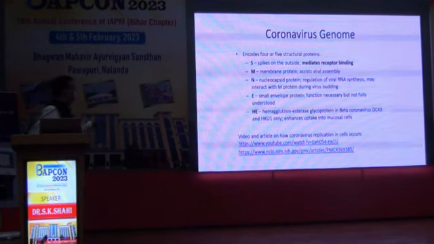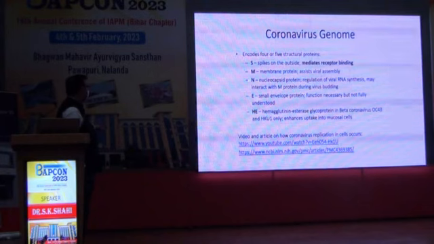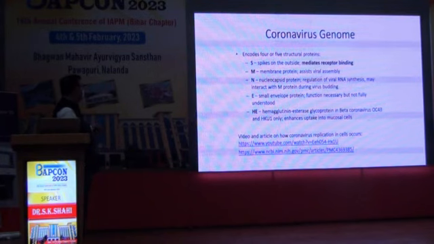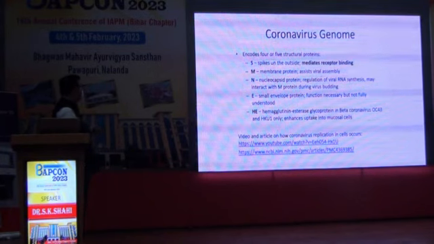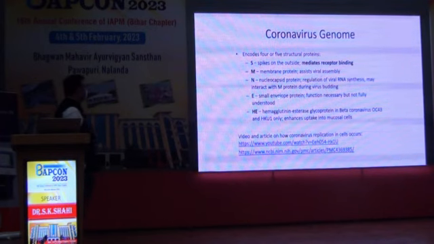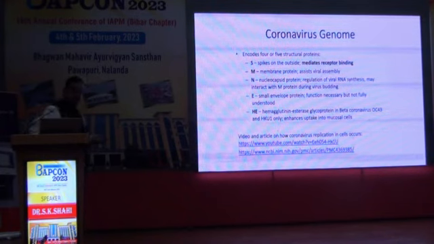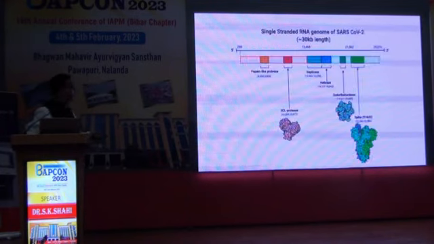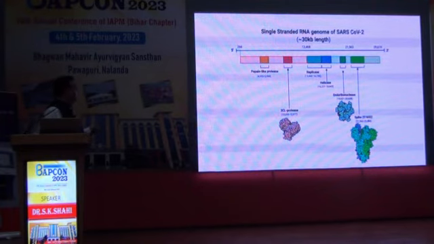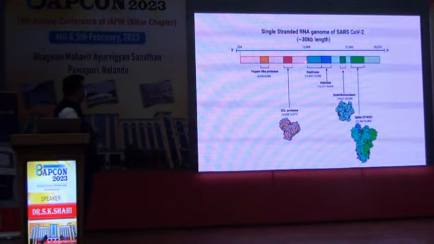This is the genome that the coronavirus has. This is the S, M, N, E, and HE. This is nothing else. S stands for spike, M for membrane, N for nucleocapsid, E for small envelope protein, and HE for hemagglutinin esterase, and the others. This is a single-stranded RNA. These are the different parameters, things which we get.